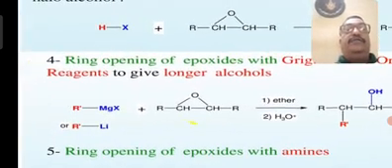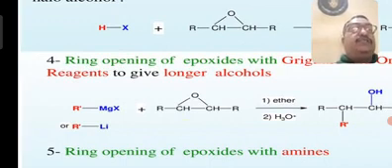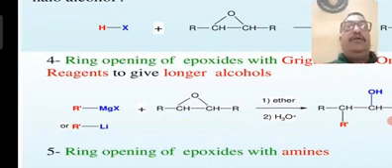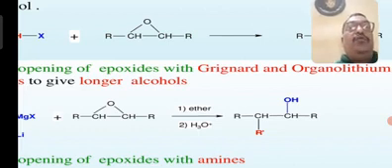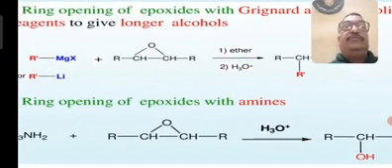Okay, when you treat with the Grignard reagent RMgX, in the presence of an acid, what happens? It may be RMgX or R lithium, an alkyl lithium compound. You will get the R group attached to the first carbon, RCHR', and the O will be converted into CHOHR. Okay, so this conversion is possible.